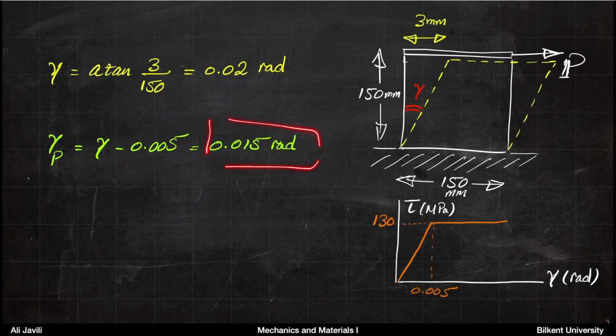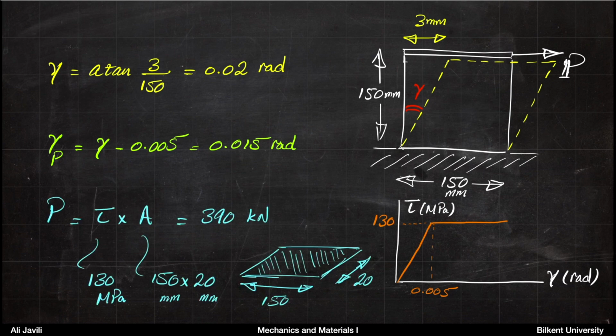And then you get this much left in the material, and that's the permanent part of the shear strain. So that's what we wanted to calculate for the first part. For the second part, you are asked to calculate the force P, and force P is shear stress times area.